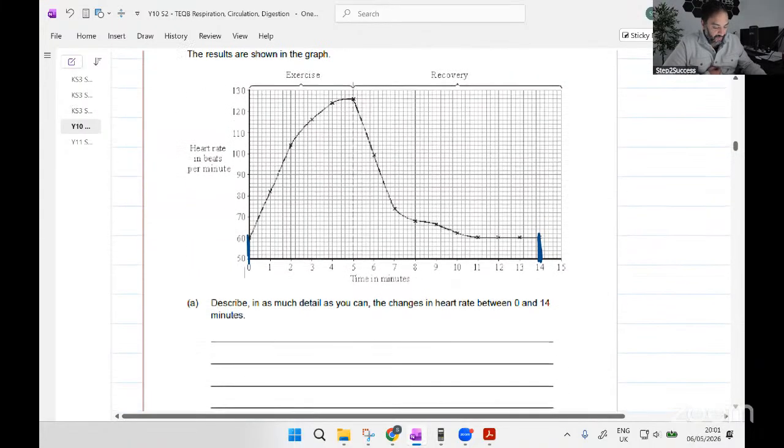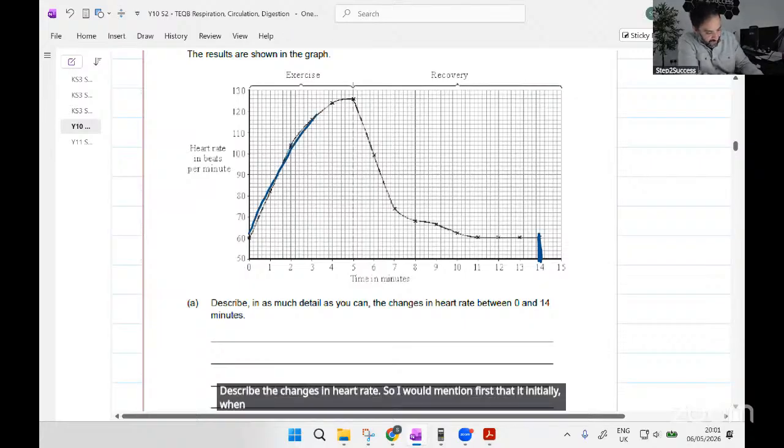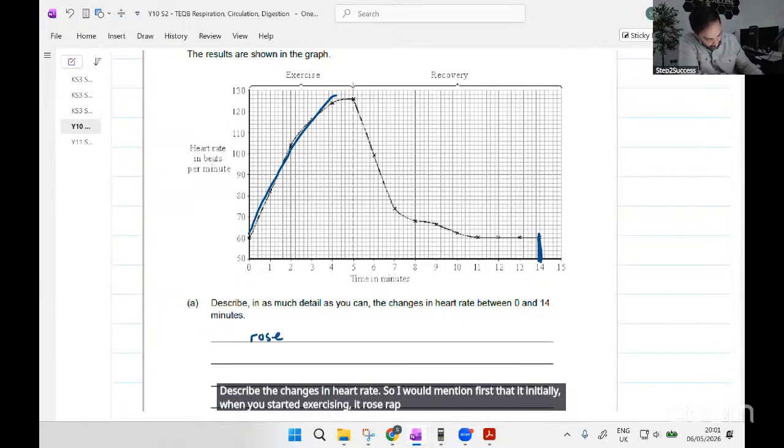Describe the changes in heart rate. So I would mention first that initially, when you started exercising, it rose rapidly.